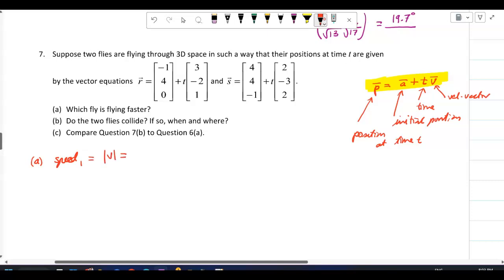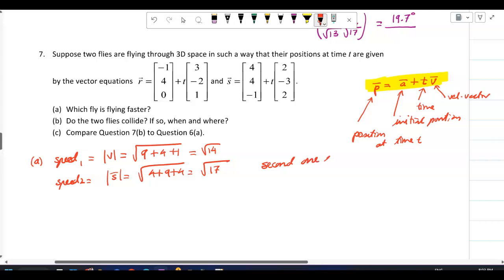Tell me what is the magnitude of the first. So it will be root of 3 square 9 plus 2 square 4 plus 1. Are you following that? You are taking the velocity vector and finding its magnitude. So that's root of 40. And what is the speed of the second flight? That will be root of 4 plus 9 plus 4, which is root of 17. Correct? So therefore, which fly is flying faster? The second one. Second one is faster. This is without calculator.